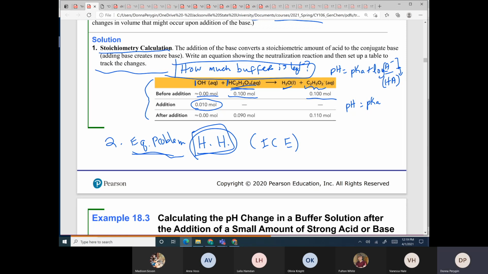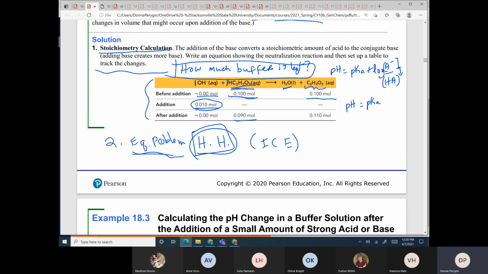Remember, an acid plus a base gives us a salt plus water. This is a strong base, and so it's going to completely convert that stoichiometric amount of acid to the acetate anion. Okay, so we added 0.010 moles of the hydroxide, so we can take that amount away from our acid. That gives us 0.090 moles.